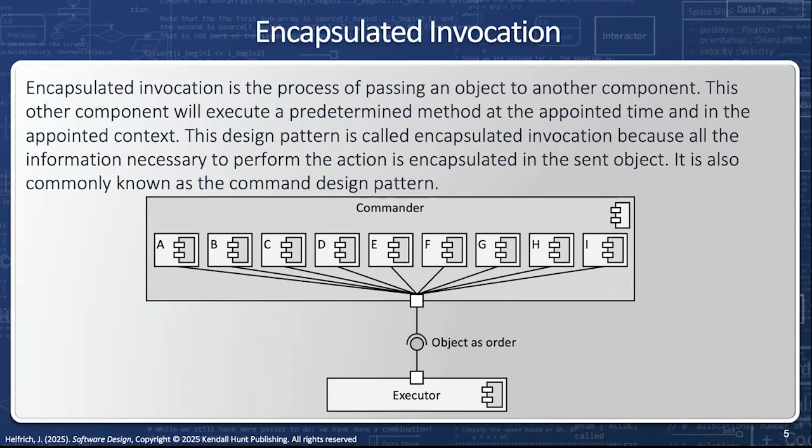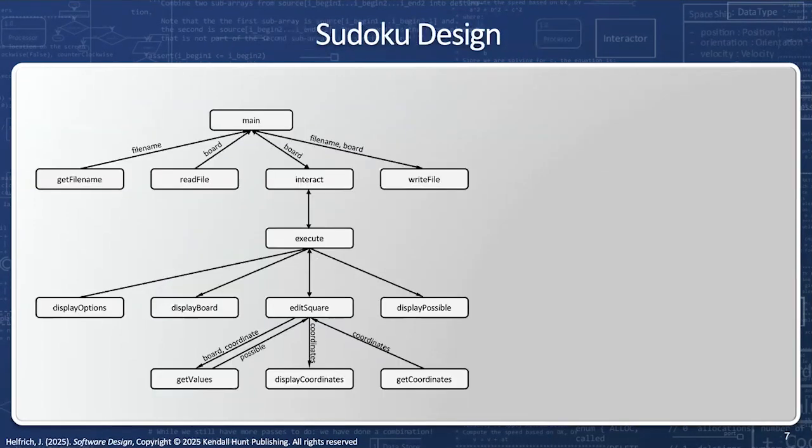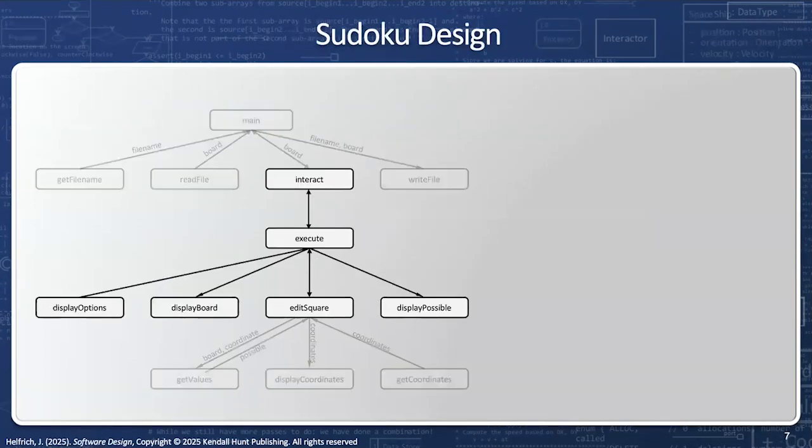So let's take a look at how that's going to play out in the game of Sudoku. So we're going to start with where we were with the delegate. We have the execute function, and then we're going to have all four of the different options here. Except now, instead of passing the delegate as well as the context, we're simply going to pass an order. And then from execute to the four possible functions, we're going to pass the context as we did before.